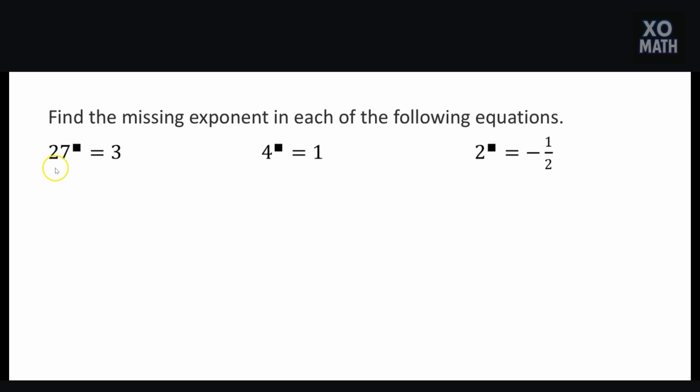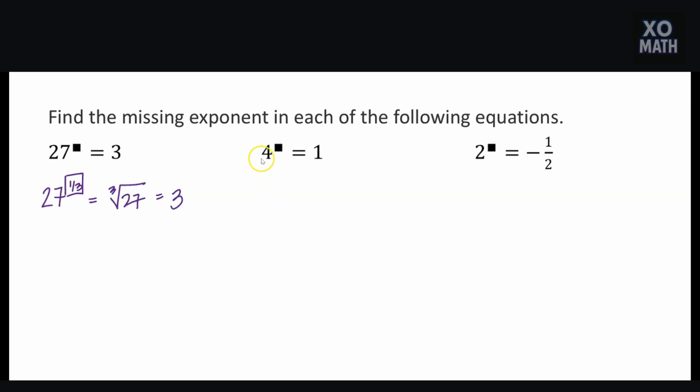Let's take a look at a couple more. 27 to what exponent is equal to 3? So here, we're going to want to use a root again, but this time we're going to need a cube root. The cube root of 27 is 3. And the cube root is expressed as an exponent as 1/3. So 27 to the 1/3 is the cube root of 27, which is equal to 3. So that missing exponent is 1/3.